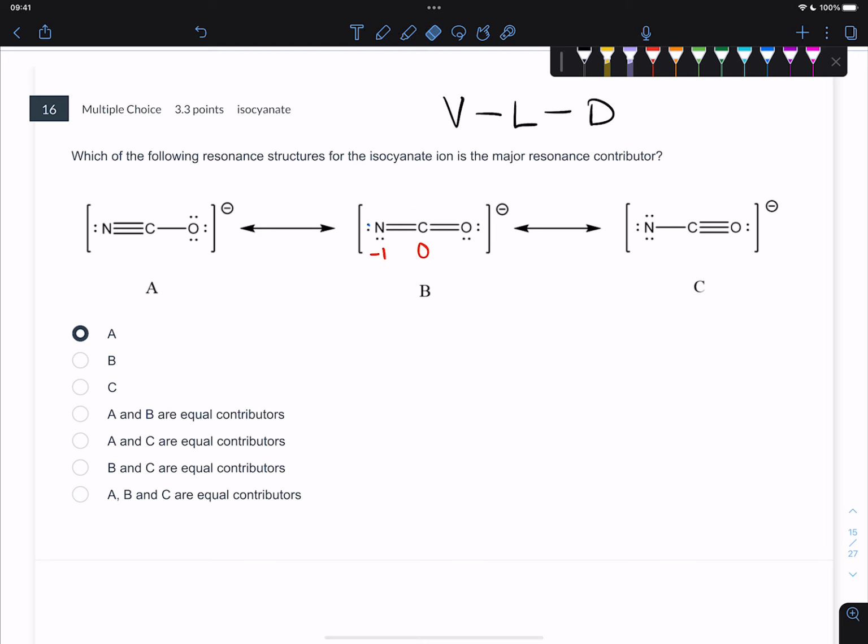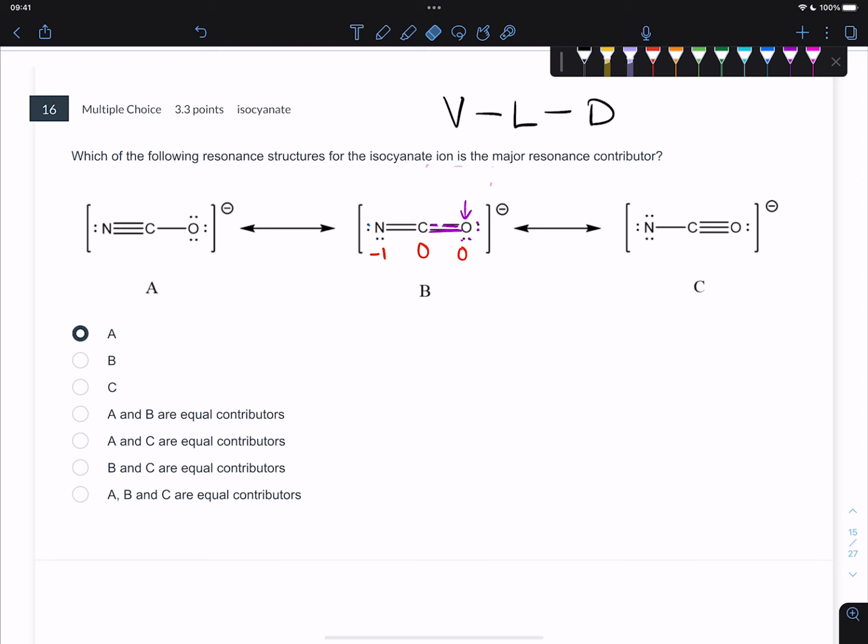You can use that same basic equation for this oxygen here. All oxygens are going to have 6 valence electrons because it's in the 6th column. Subtract away how many lines are touching it, 2, and how many dots, 1, 2, 3, 4. 6 minus 2 minus 4, there is a 0 formal charge on that oxygen.